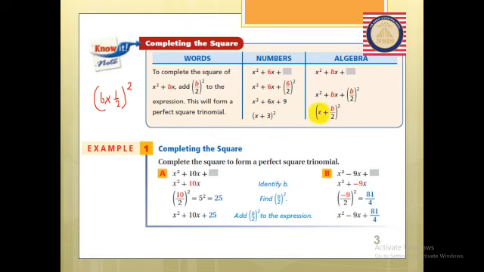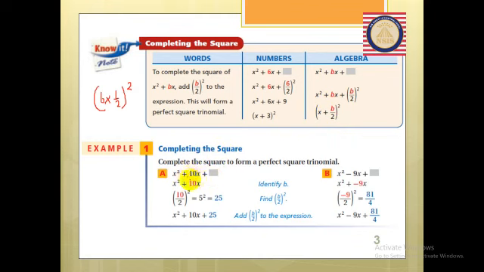Okay? Or (x + b/2) all power 2. Okay? Let's see this example. x power 2 equals 10x plus, I need the c. Complete the square to form a perfect square trinomial.